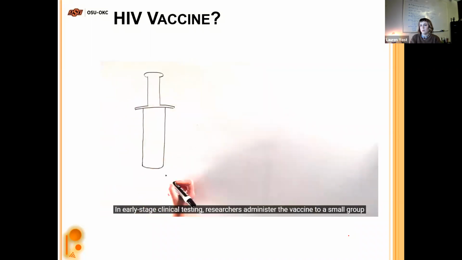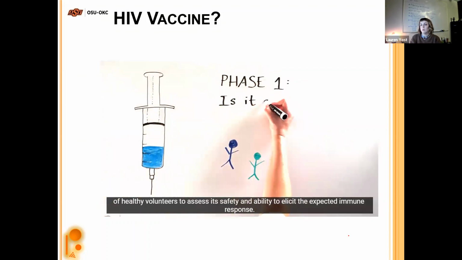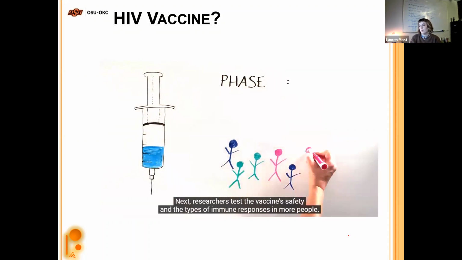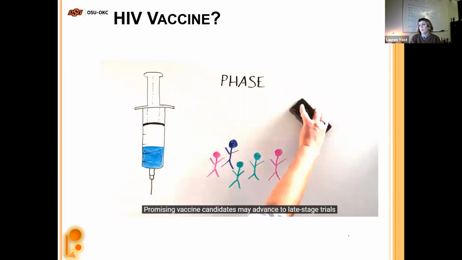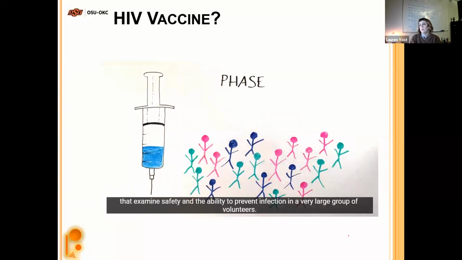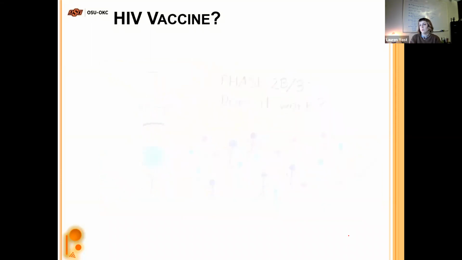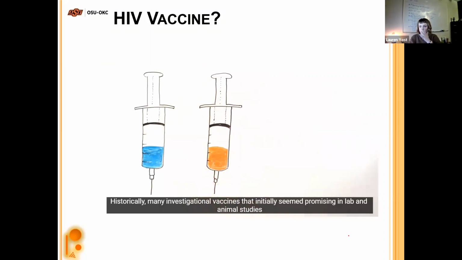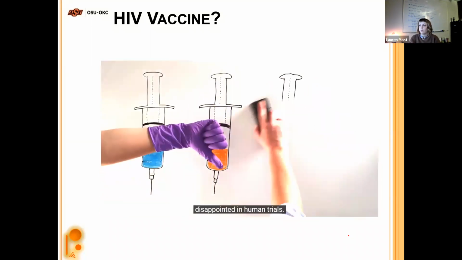In early-stage clinical testing, researchers administer the vaccine to a small group of healthy volunteers to assess its safety and ability to elicit the expected immune response. Next, researchers test the vaccine's safety and the types of immune responses in more people. Promising vaccine candidates may advance to late-stage trials that examine safety and the ability to prevent infection in a very large group of volunteers. Historically, many investigational vaccines that initially seemed promising in lab and animal studies disappointed in human trials.